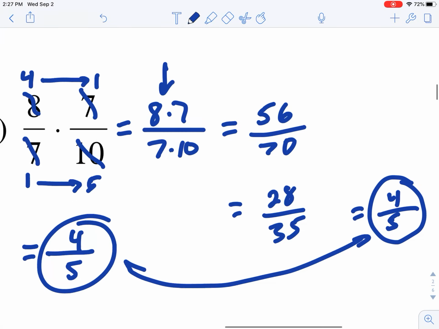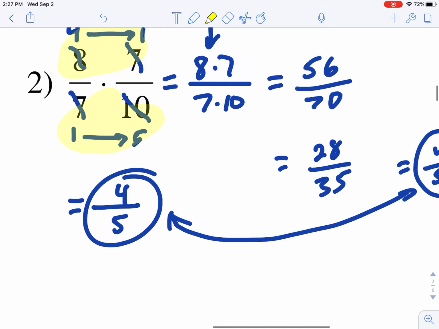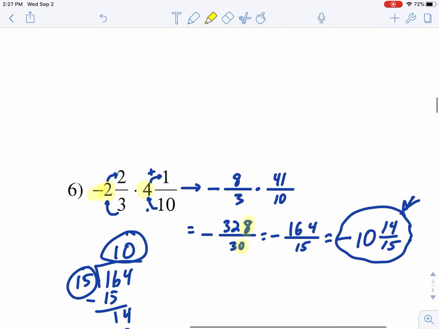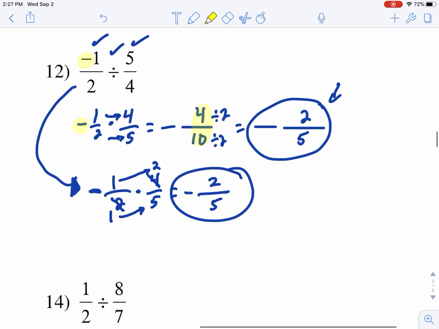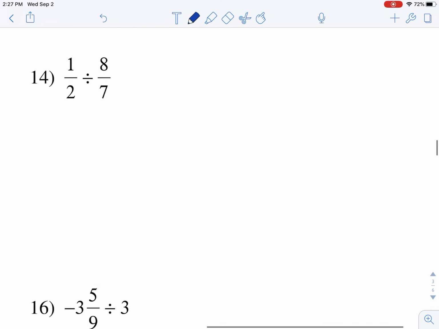Same answer. And as far as how you show your work, you just draw some little lines through them and then cross things out. And then there you go. So use canceling if you find it helpful. If not, just do it the way that I've been teaching you. Which leads me to number 14.